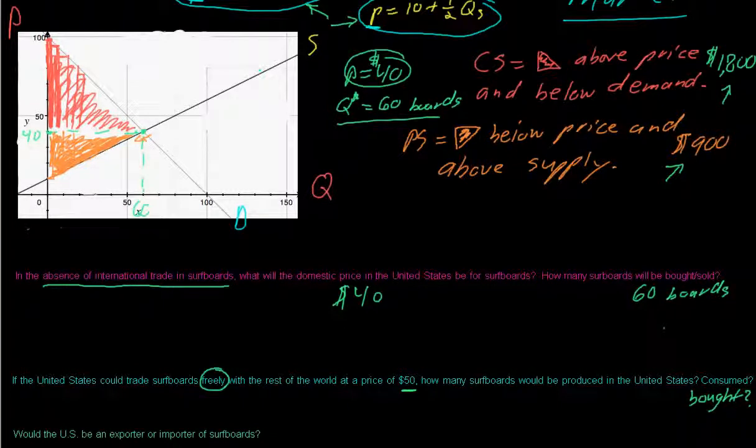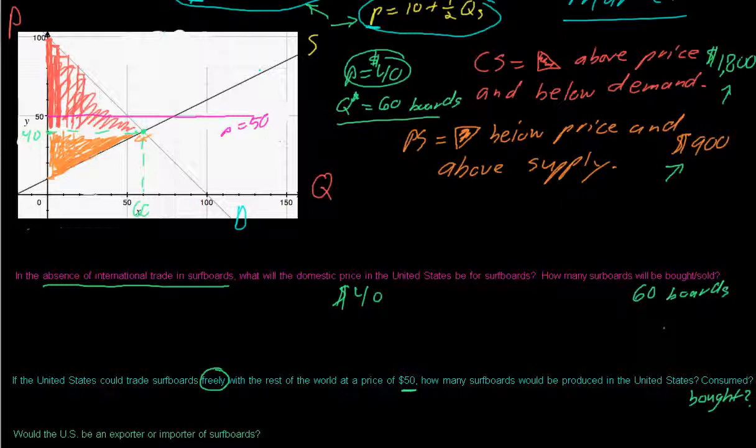The first thing is that we know that the rest of the world will buy surfboards at $50. It doesn't say anything about the quantity. They will just buy as many surfboards as they can get at $50. So let's go ahead and draw that in this bright magenta color. We're going to draw that as a line right here at price is equal to 50. So this is the line, P is equal to 50.